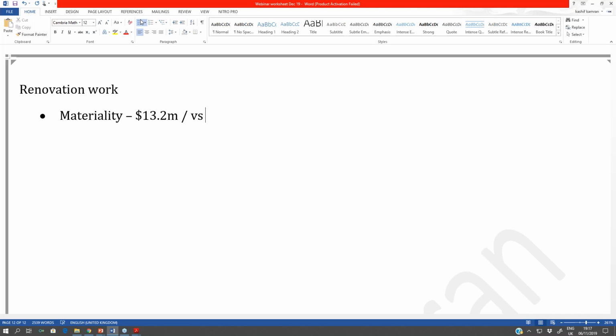Versus the profit, the materiality is 91%, and versus the total assets, the materiality is 2.46%. So hence this $13.2 million is material.